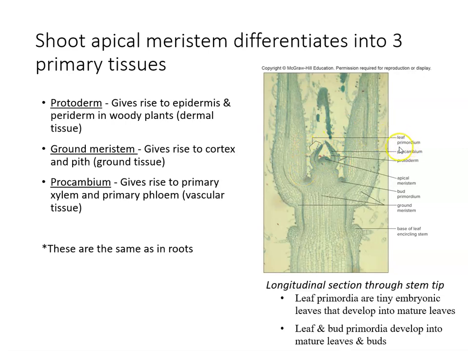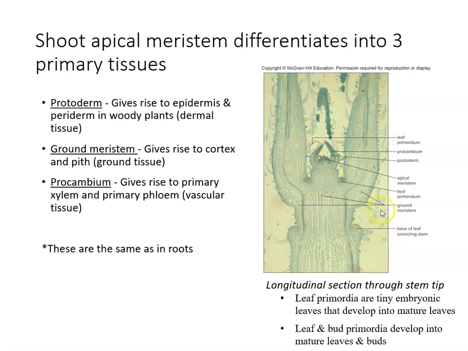The leaf primordium, these are tiny embryonic leaves that develop into mature leaves. They're like the little baby leaves starting to form as the shoot continues to elongate. And the bud primordia also here at the base develop into the buds. You can also see some other structures labeled, like the protoderm here, the procambium, and ground meristem. So all of those tissues are shown here.